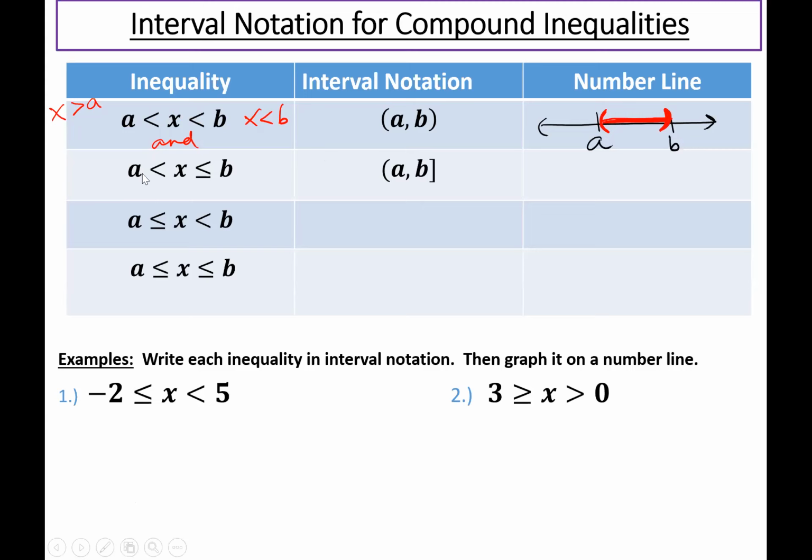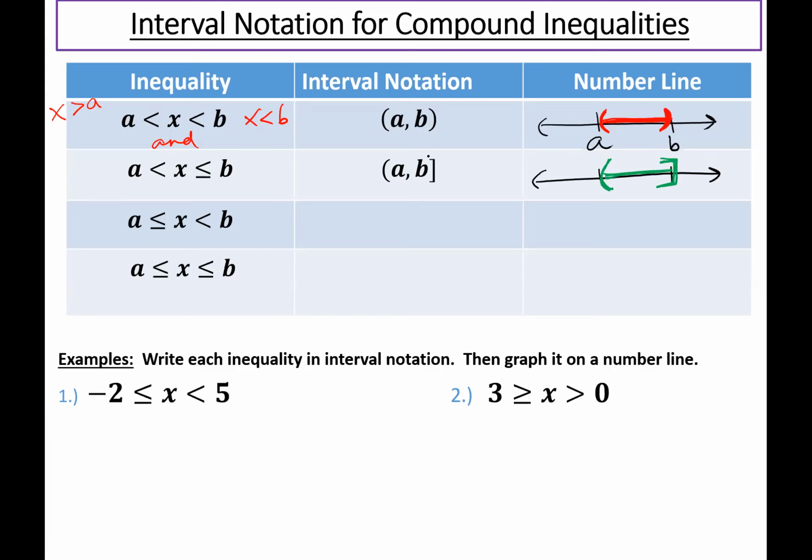All right, let's look at the next one. a is less than x and x is less than or equal to b. Okay, so the difference for this next one is that it's less than or equal to b, which means when we shade our number line here, x is still in between a and b, but this time I'm using parentheses around the a, but I'm using a square bracket around the b.